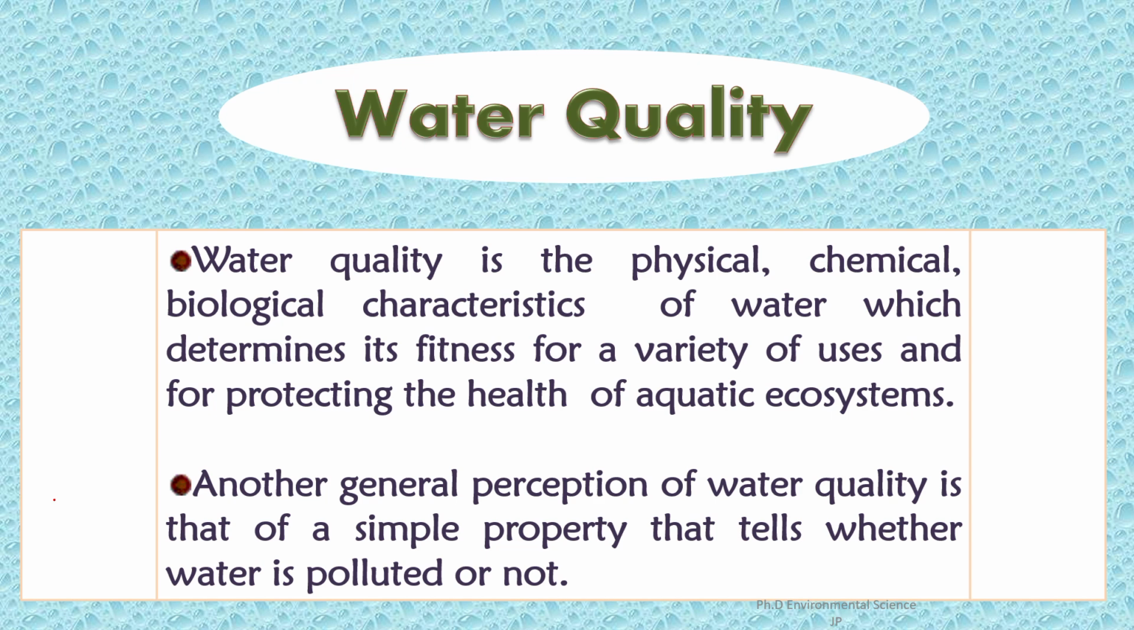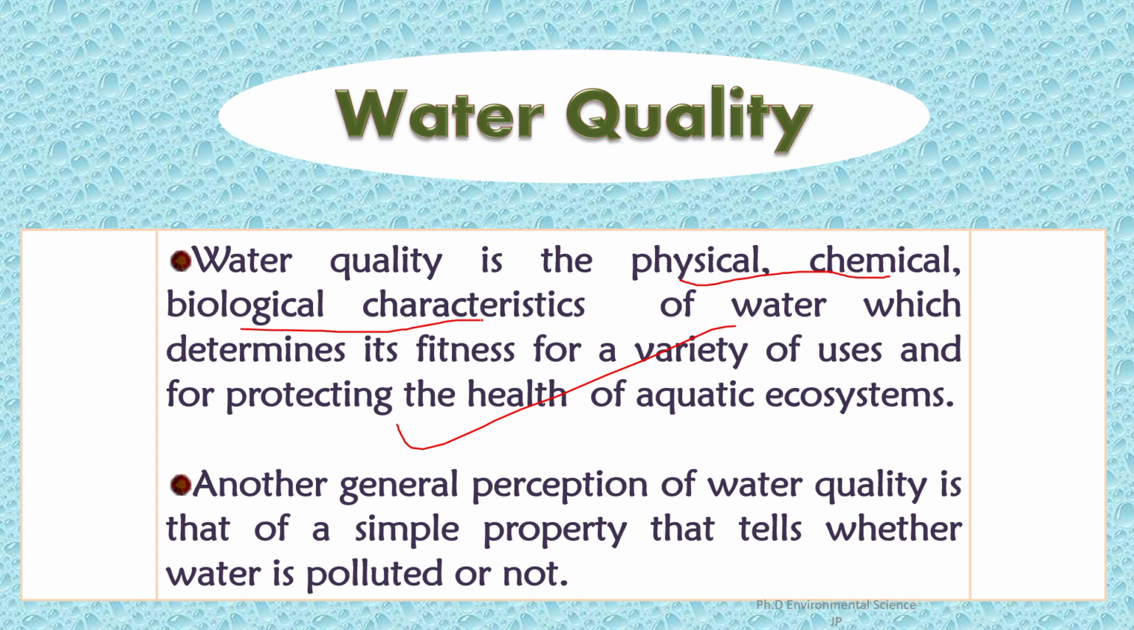Water quality. Water quality includes several dimensions that collectively determine the suitability of water for various uses and for maintaining the health of aquatic environments. It is the physical, chemical, and biological characteristics of water which determine its fitness for a variety of uses and for protecting the health of aquatic ecosystems.